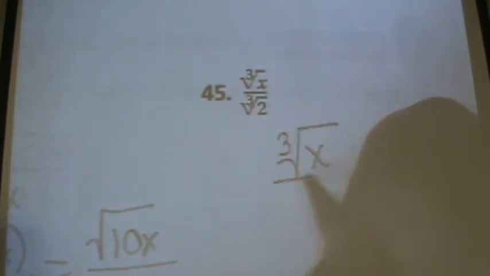45. What are we looking for? How many of a kind? 3. There's nothing to cancel. So what do I need? This is what you have. I'm going to write it a little bit bigger.